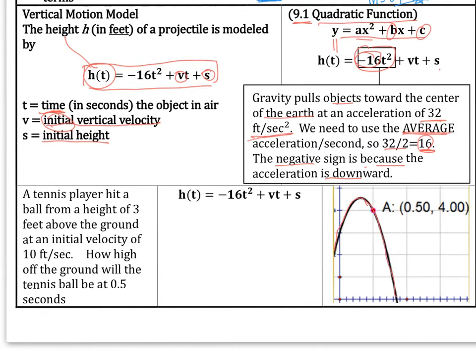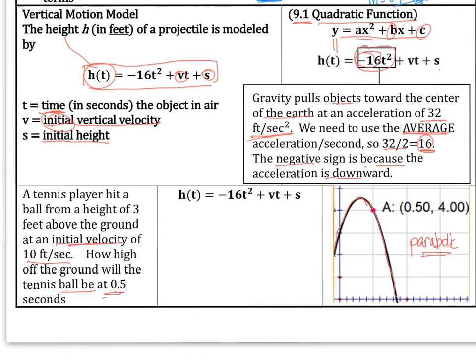So what I just said earlier, parabolic motion. And of course, this is a parabola. And we'll talk about this term later in chapter 9. So let's look at a simple example here. A tennis player hits a ball from a height of 3 feet above the ground at an initial velocity of 10 feet per second. How high off the ground would the tennis ball be at 0.5 seconds?